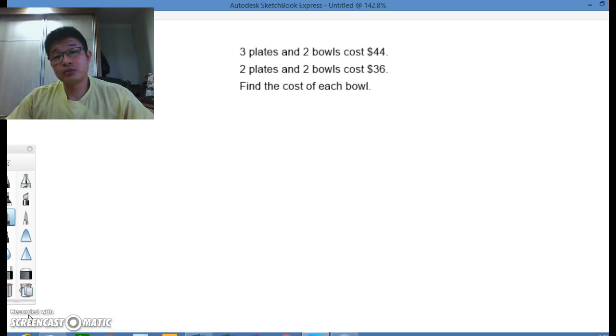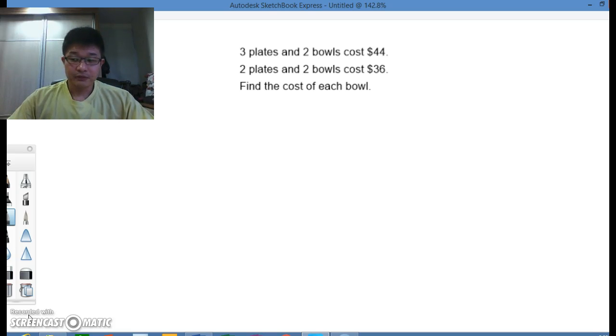3 plates and 2 bowls cost $44. 2 plates and 2 bowls cost $36. Find the cost of each bowl. But if you were to do this with simultaneous equations, you would let x be plates and y be bowls and so on and so forth. Form 2 equations and you can solve it. But how are we going to do it with the model?